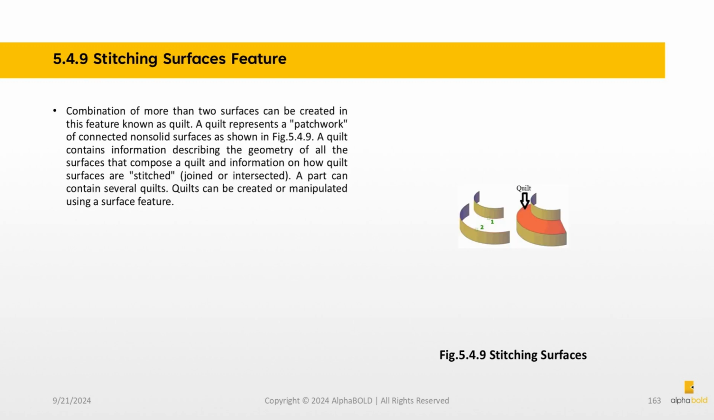Stitching surfaces feature. A combination of more than 2 surfaces can be created in this feature, known as a quilt. A quilt represents a patchwork of connected non-solid surfaces. A quilt contains information describing the geometry of all the surfaces that compose it and information on how quilt surfaces are stitched, joined, or intersected. A part can contain several quilts. Quilts can be created or manipulated using a surface feature.